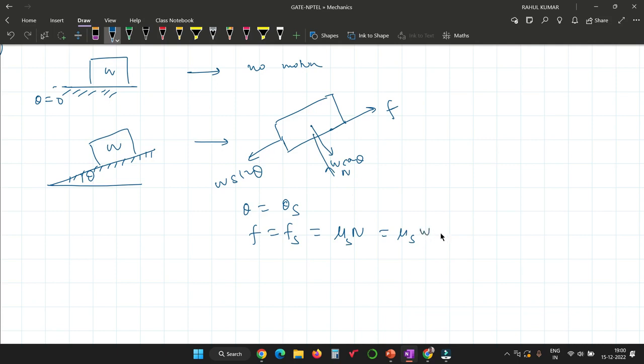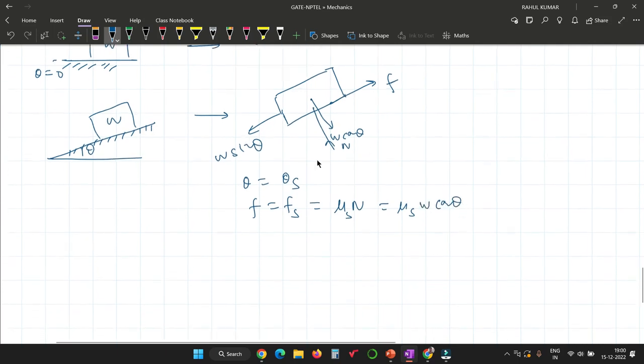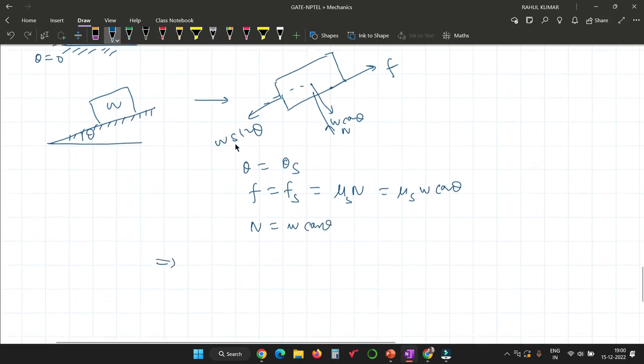N equal to W cos theta. Okay, so here f equal to what? Mu s W cos theta. Okay, and here n equal to what? N equal to W cos theta. When you divide these two equations, then what will happen? Tan theta equal to what?